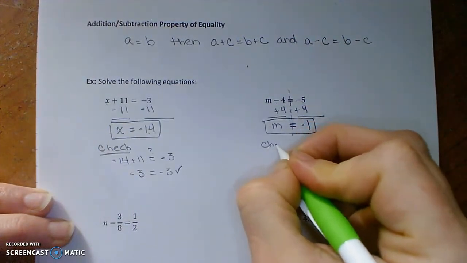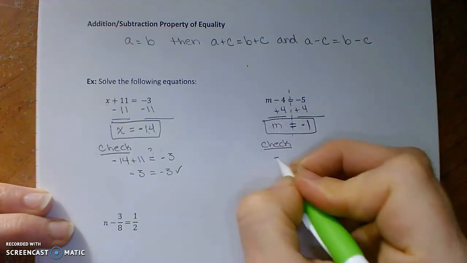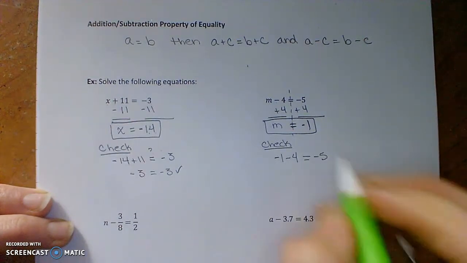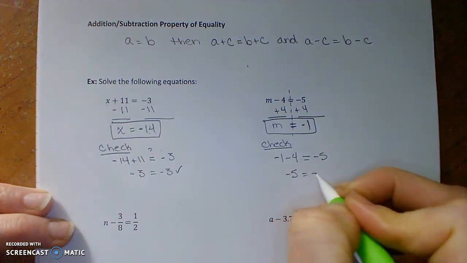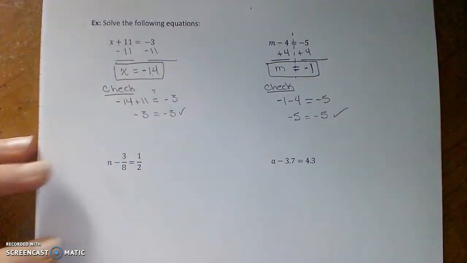And then we can always check by plugging this in. n is negative 1 minus 4. Does that equal negative 5? Yes, negative 5 equals negative 5. Great. All right, let's do a few more.